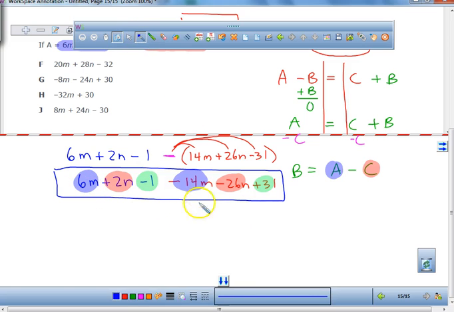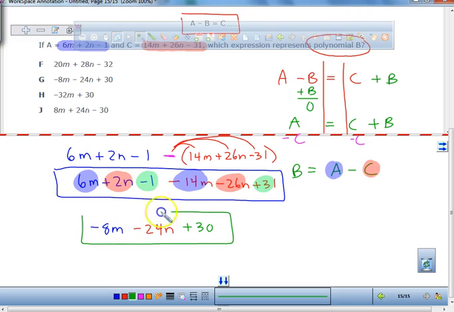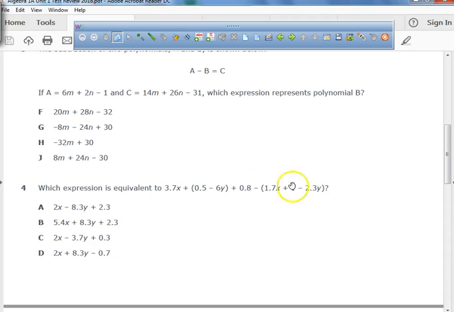So what is 6n minus 14? Negative 8n. And what is 2 minus 26? 2 minus 24. That's negative 24n. And what's negative 1 plus 31? What does that become? Positive 30. Okay? I didn't want to say 2. That's okay. So right now, after combining all the like terms, that ends up becoming your answer. Okay. All right, here we go.